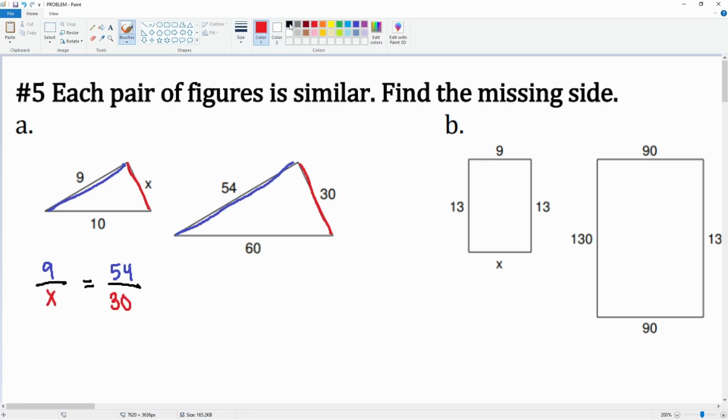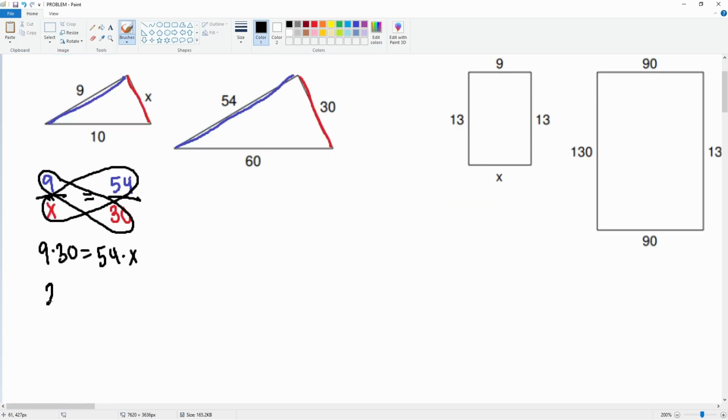Okay, this is the ratio that I set up. The blue's on top, red's on bottom. All right, now you can cross multiply. So 9 times 30 is equal to x times 54. 9 times 30, which is 270, equals 54x. Then divide by 54 on both sides. 270 divided by 54 gets us 5 for the x value.